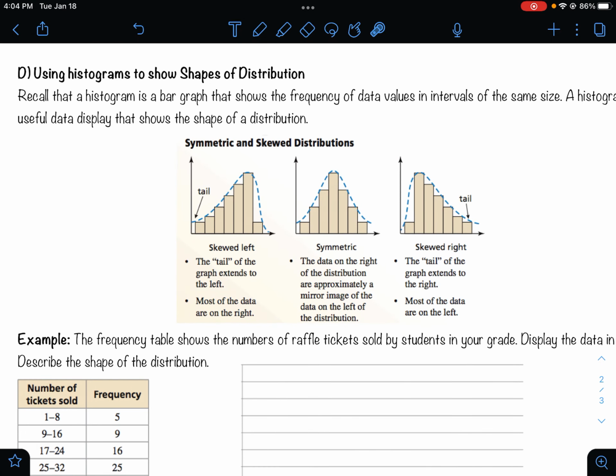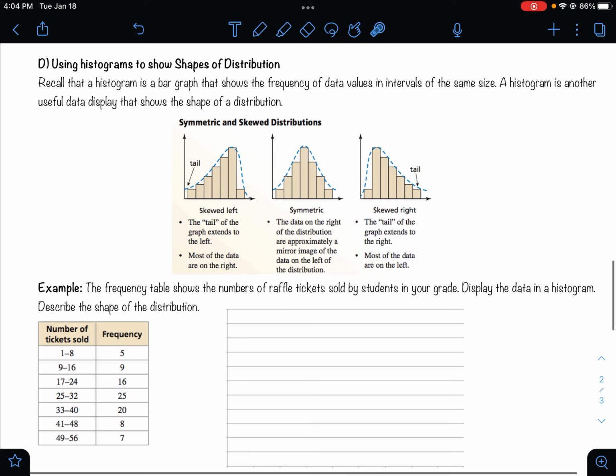So down here, the last part is going to be what are called shape or histograms. These are called frequency distribution graphs, and we can also show skewed left, skewed right, or symmetrical for these as well. Frequency distribution graphs are going to be bar graphs that display the frequency of a number coming up, or the amount of something within a specific range.